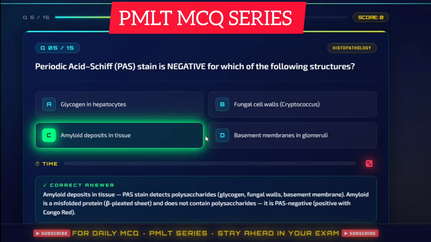The correct answer is C. PAS stain detects polysaccharides, glycogen, fungal walls, basement membrane. Amyloid is a misfolded protein, beta-pleated sheet, and does not contain polysaccharides. It is PAS-negative, positive with Congo red.